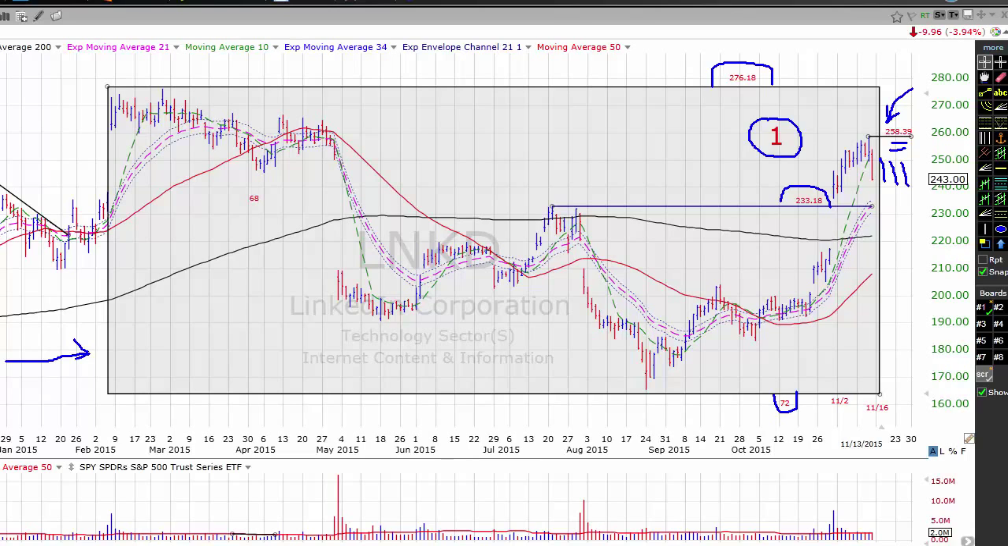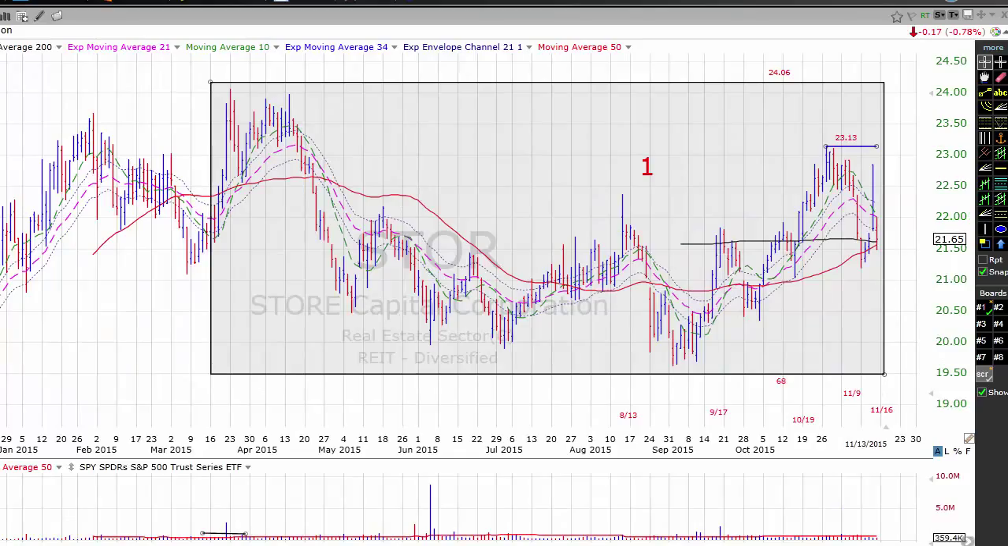What we want to see is LinkedIn continuing to work on this handle. A handle has to be at least 5 sessions old, and we want to see volume dry up as we develop that handle. Again, we're on a sell signal, so we're not in any hurry to buy anything, but we do want to keep LinkedIn on our radar with a possible pivot point of $258.39.